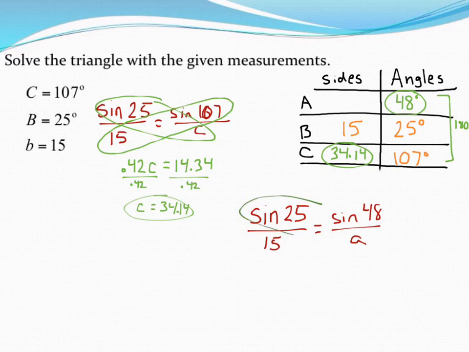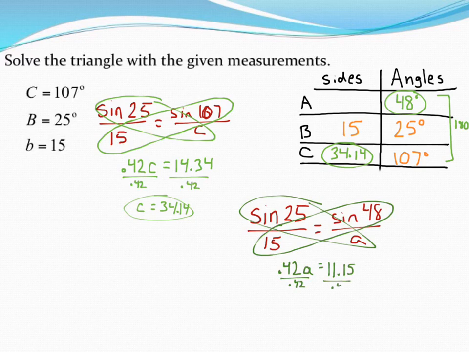So once I cross multiply this way, again, I can use my calculator. Of course, it's going to come up with the same thing as it did last time: 0.42 times A is equal to 15 times the sine of 48, making sure I'm in degree mode. That comes out to be about 11.15. And again, I would recommend don't round these off in your calculator, just use the full answer. Finally, divide both sides by 0.42, and I find out that side A is approximately equal to 26.55. So let's go ahead and add that to the table as well, so I can see that I've completed the table. Right there, 26.55.